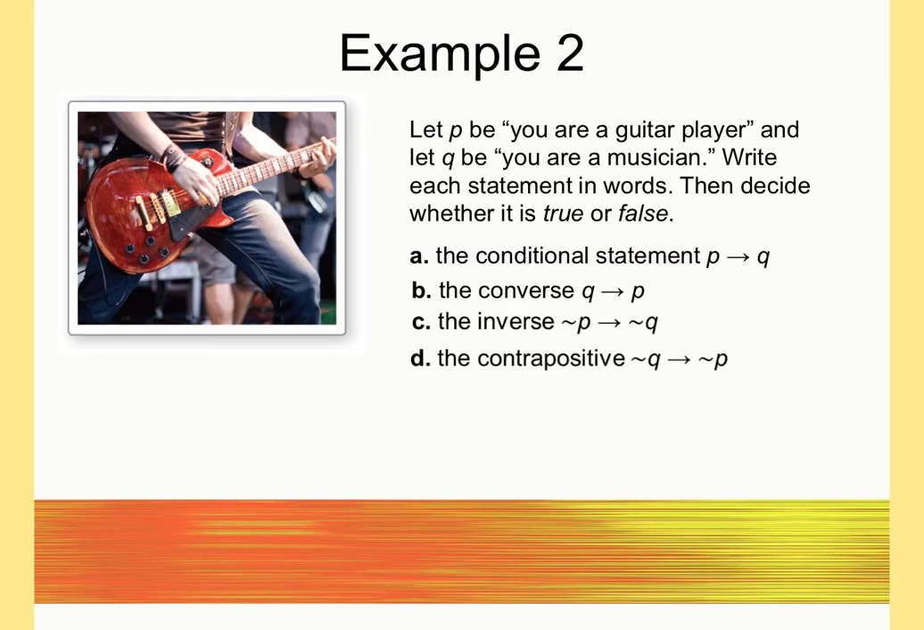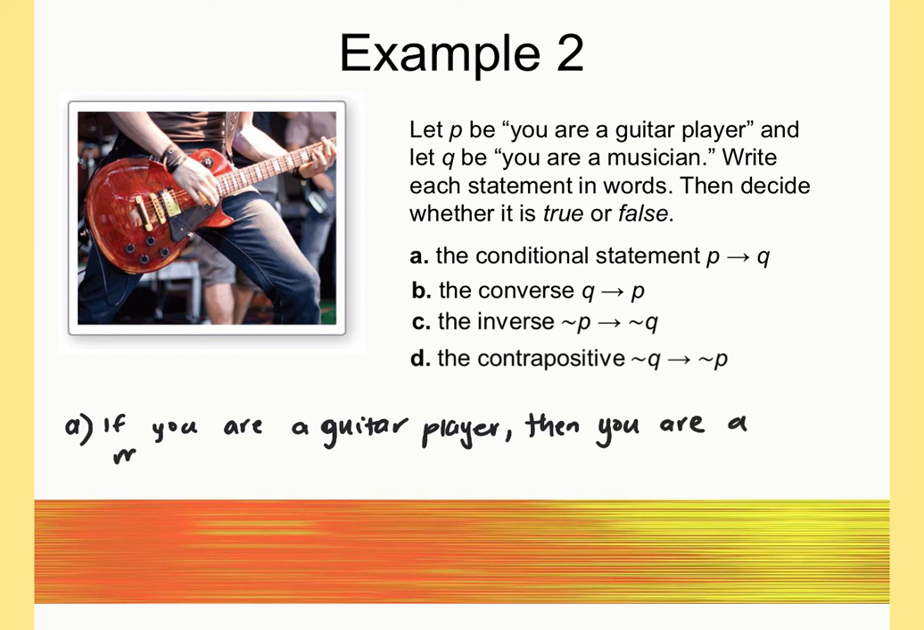All right, this one says, let P be you are the guitar player and Q be you are a musician. Write each statement in words and then decide whether it's true or false. So what's my conditional statement? If you're a guitar player, you're a musician. Good. If you are a guitar player, then you are a musician. Is that true? Yes, true.